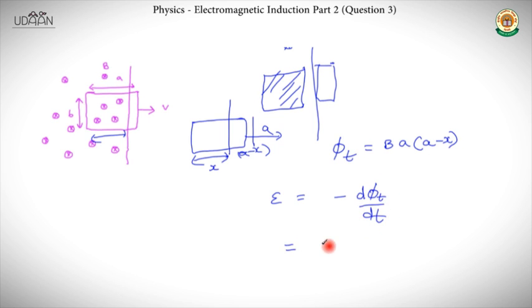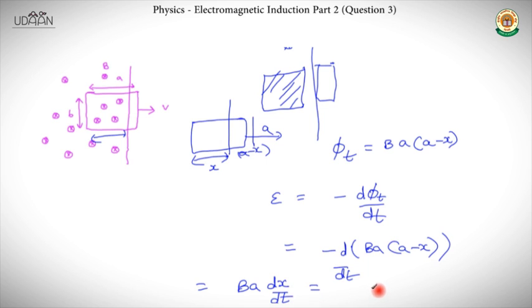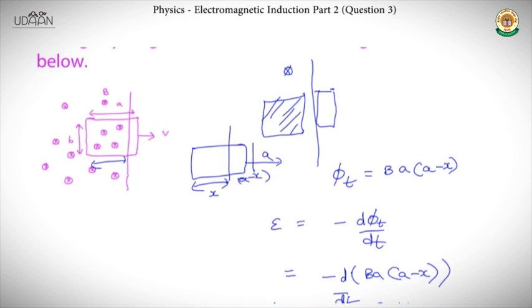This is nothing but B into A into minus dx by dt. We will get B into A into dx by dt. And this dx by dt is nothing but V, because it is nothing but the velocity. So the EMF developed is nothing but BAV.